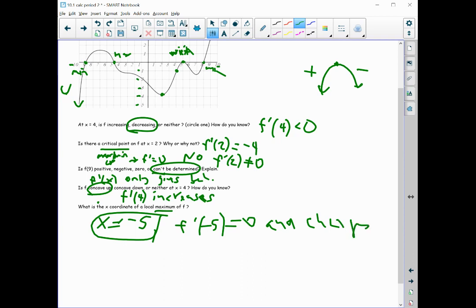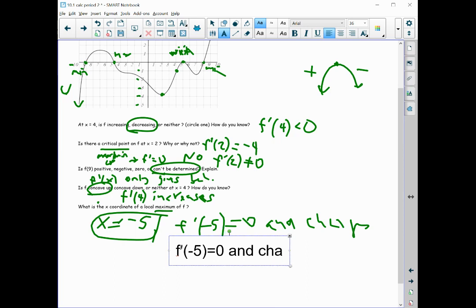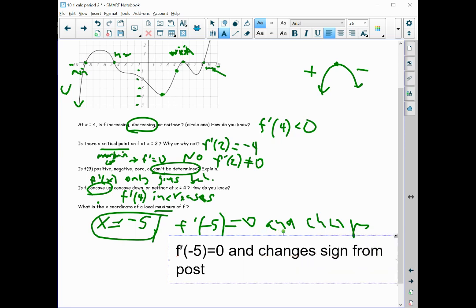Wow, if I could write in English, let me just go ahead and type that. So f prime of -5 equals 0 and changes sign from positive to negative. If I could spell, I'm just going to put pos to neg. Okay. All right, let's try another one.